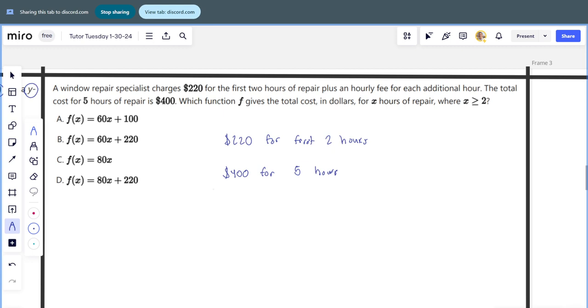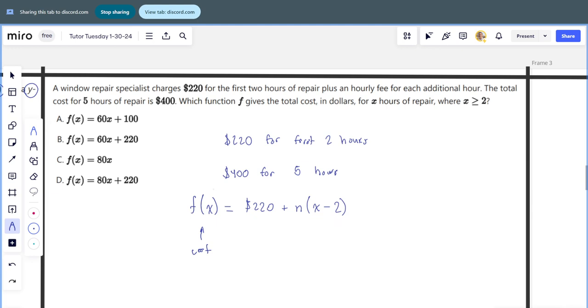So, the way we could represent this as a function even is we could say the total cost is equal to that base of $220 plus, let's say, n, the hourly rate, let's call it n. And let's multiply this by x minus 2. This is only basically applicable for x greater than or equal to 2.